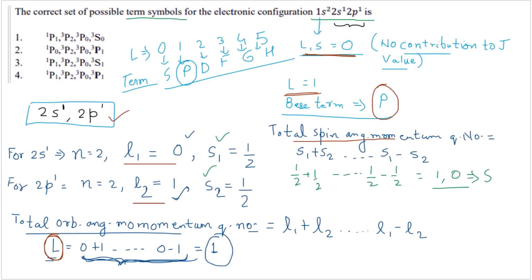So let us check what options we have. For 3P, we have 2, 0, 1 values, and for 1P, we have only 1 value, 1P1. So option 4 is our correct answer for this question, and I hope this explanation was clear to you.